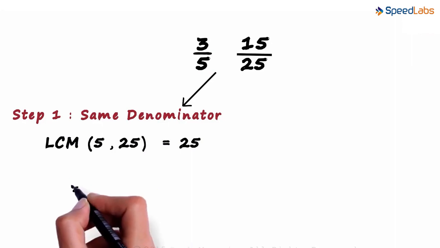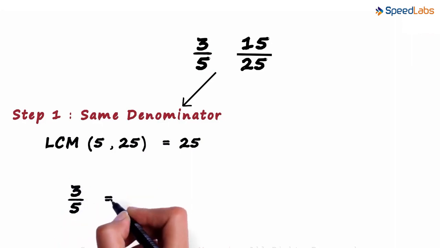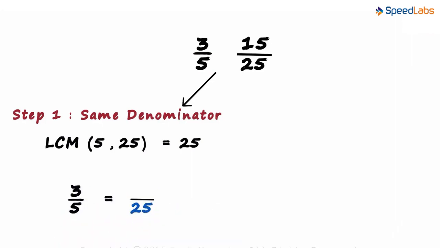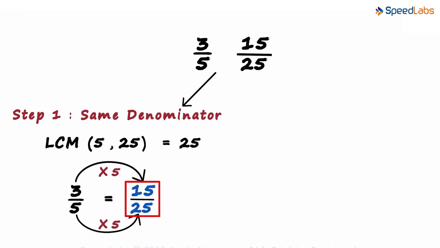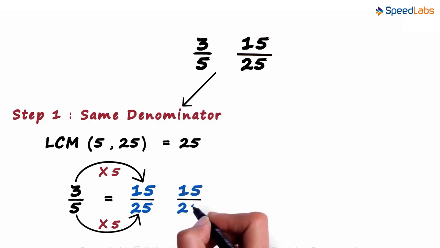So we have to write 3 over 5 as something over 25. It means we have to multiply the denominator by 5. 5 times 5 is 25. And to keep the ratio equal, we also multiply the numerator by 5. 3 times 5 is 15. So the first ratio becomes 15 over 25. What about the second ratio? As the denominator of the second ratio is already 25, we keep the ratio as is, 15 over 25.